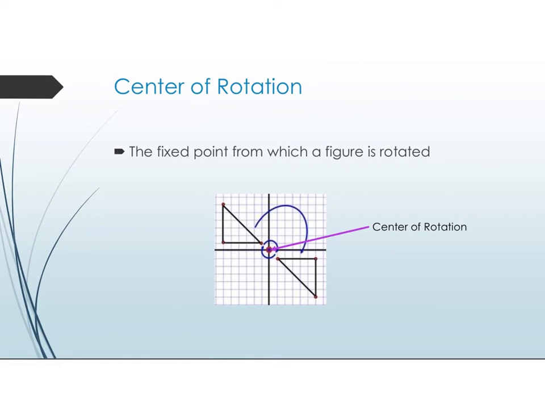Along with that, again, the center of rotation is the fixed point from which a figure is rotated. So this is the center of rotation. And if I were to label these right, it would go... This one's rotating clockwise. It should be counterclockwise. So the arrow should go the other way. From here to here. From here to here. From here to here.